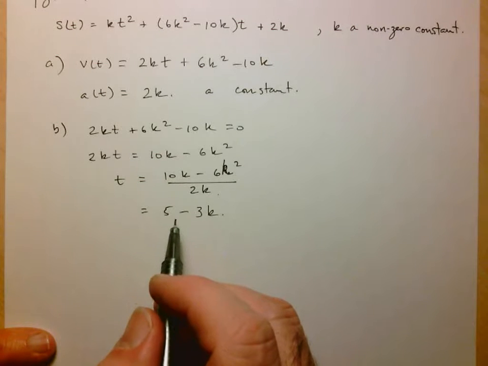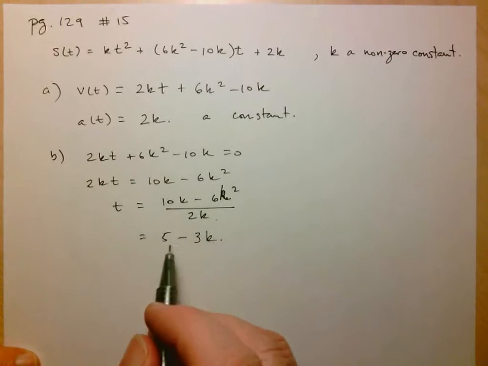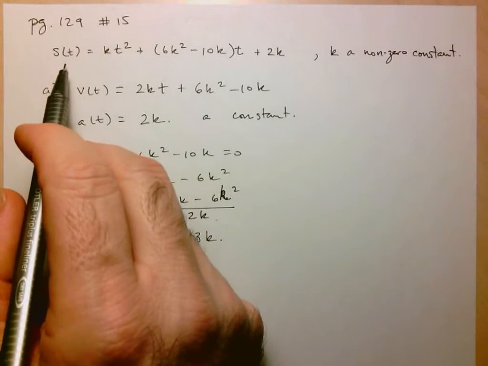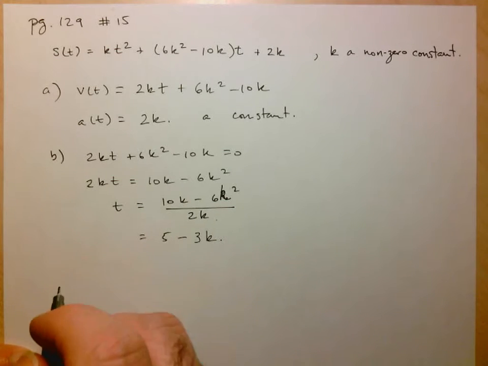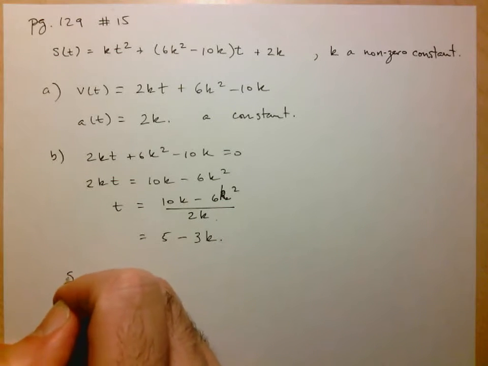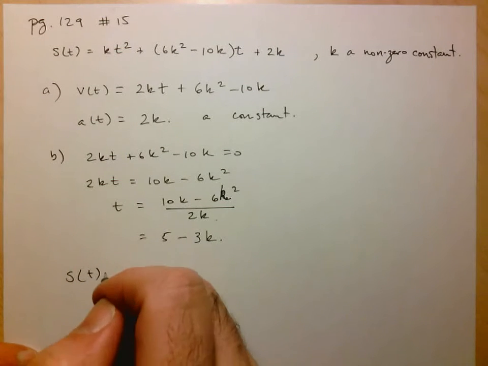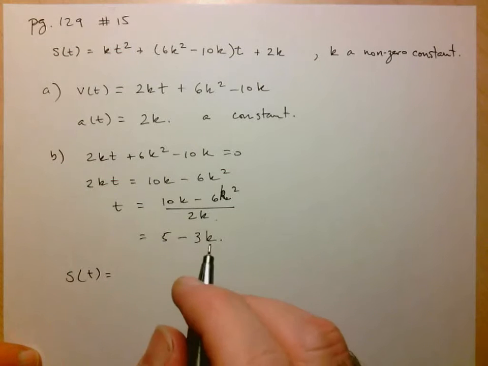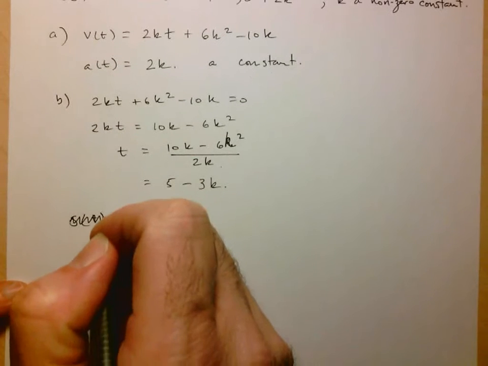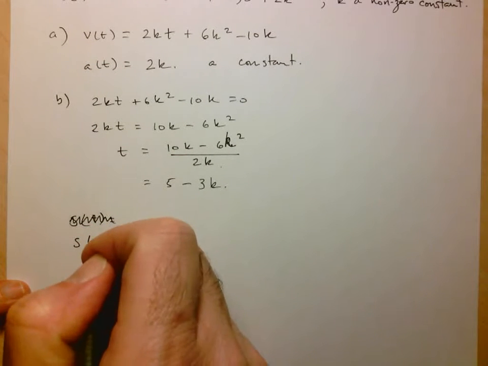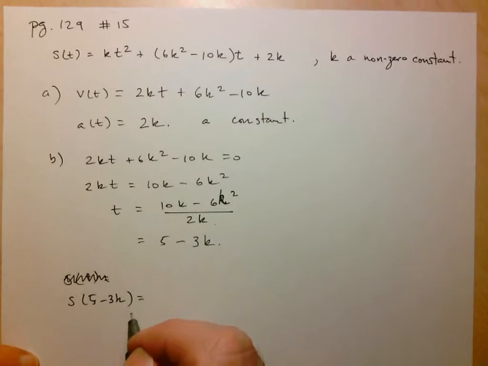Now they ask us to determine the position of the object at this time, so that means we have to take this expression and put it into the position function. This looks like it's going to be a lot of annoying algebra, so probably not the amount of algebra I'd expect you to do on a test, but let's do it as a good exercise in doing our algebra correctly. Okay, so here we don't want s at t, we want s at 5 minus 3k, because we know the time at which we're interested. So let's input that here.